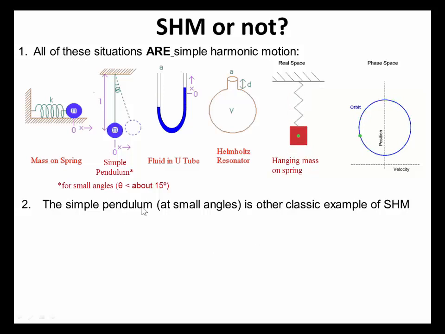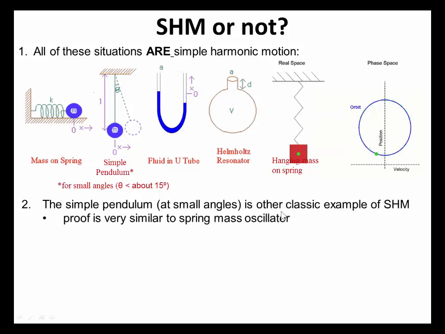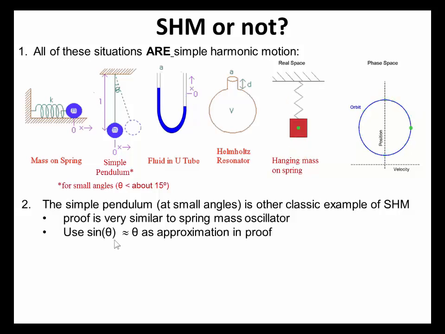So the simple pendulum at small angles is another classic example. The proof is very, very similar to a spring mass oscillator. It's shown in the book in section 15.4. You can go look at that. And once again, the key to solving that problem is that for small angles, this is a simple harmonic motion system. Beyond small angles, it doesn't look like this type of motion over here.